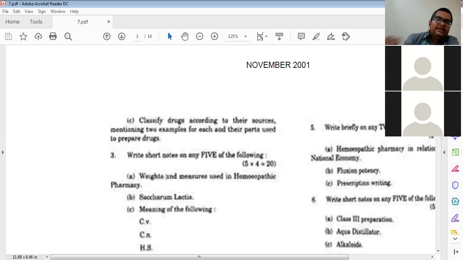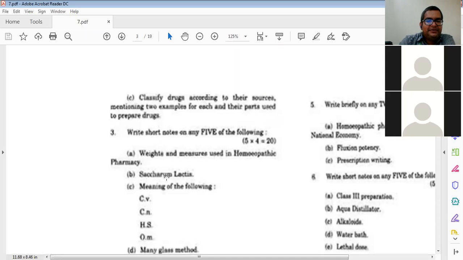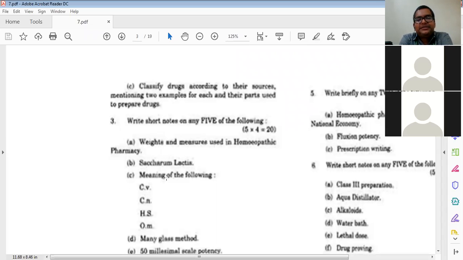Meaning of the following. New question. Meaning of the following. What is the meaning of C.V., small c.v., C.N., H.S., O.M.? Do you remember?